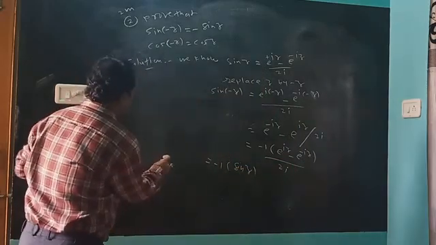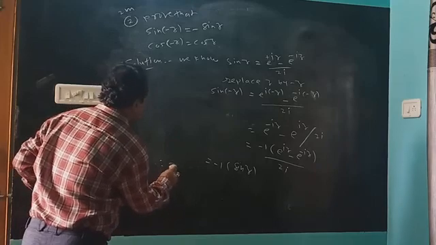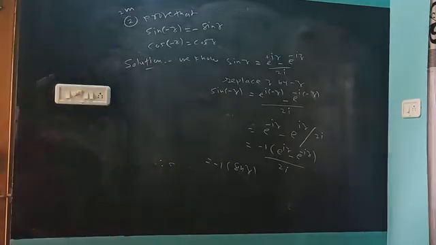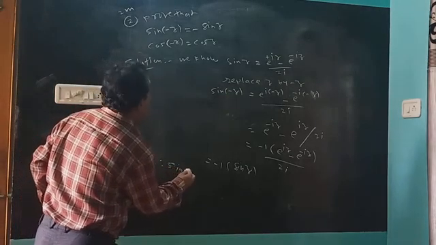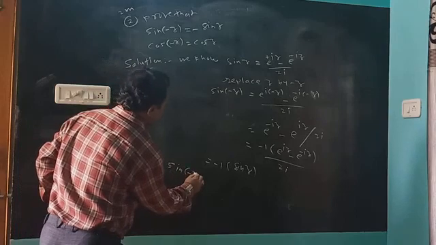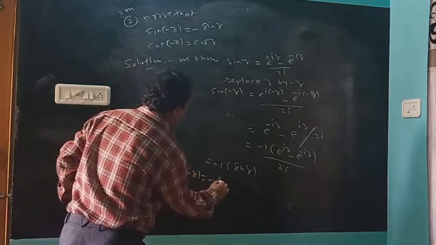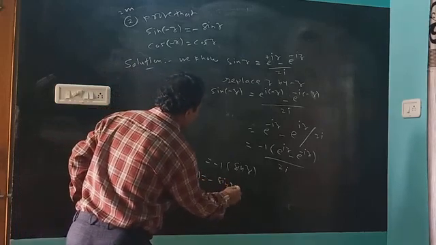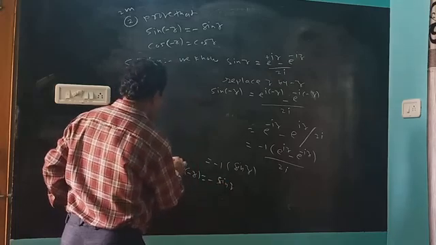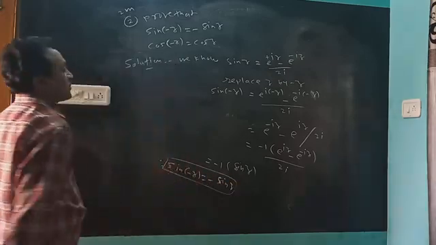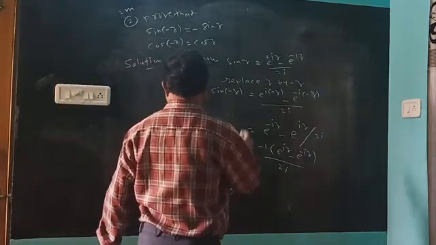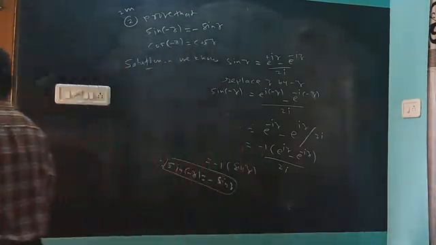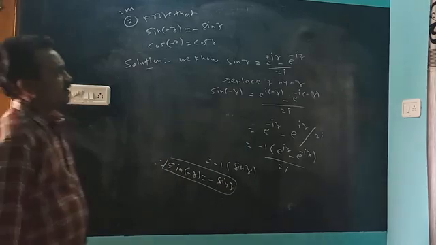Okay, so therefore we have sine of minus z is minus sin z. So this trigonometry we know always: sin of minus x is minus sin x. Okay, so this is the proof for this also for circular functions.